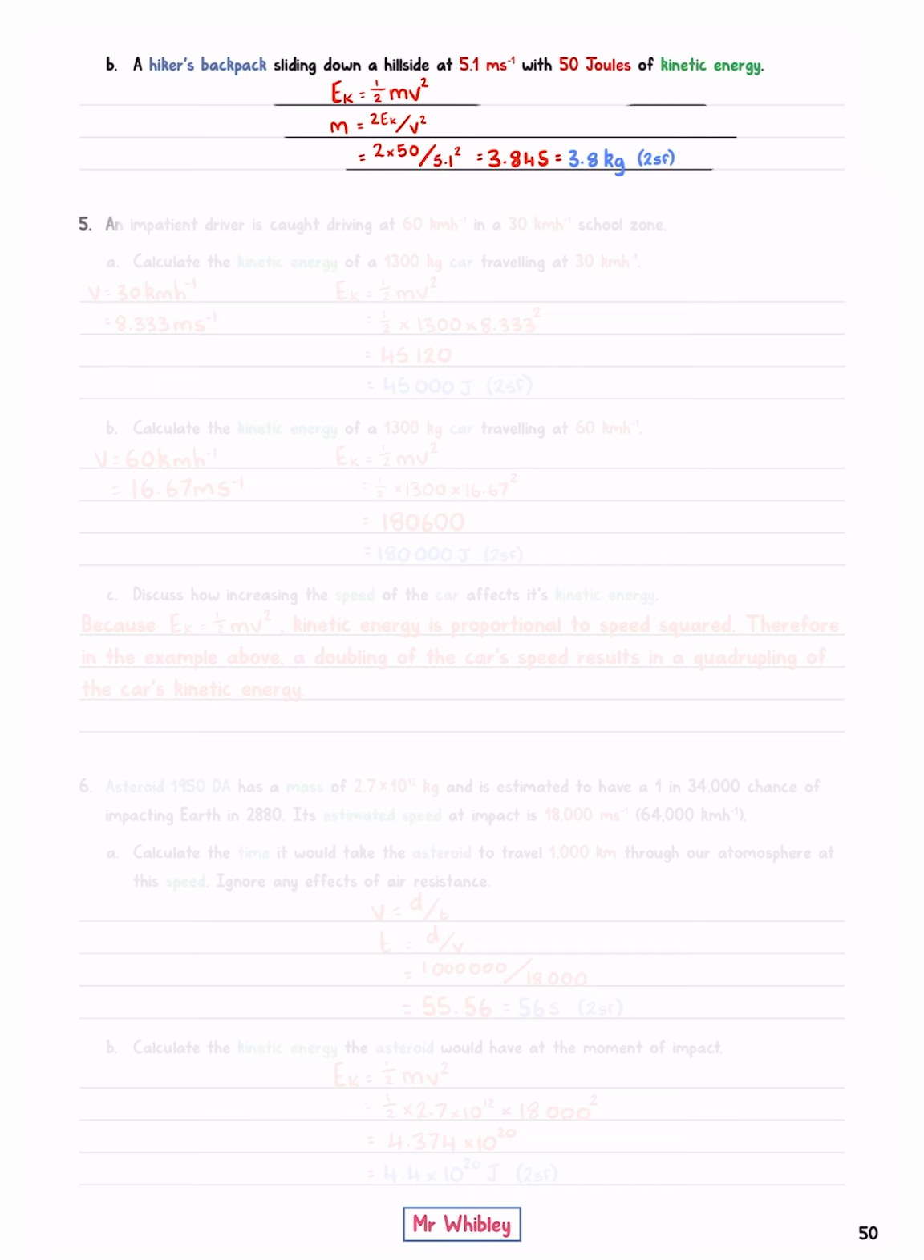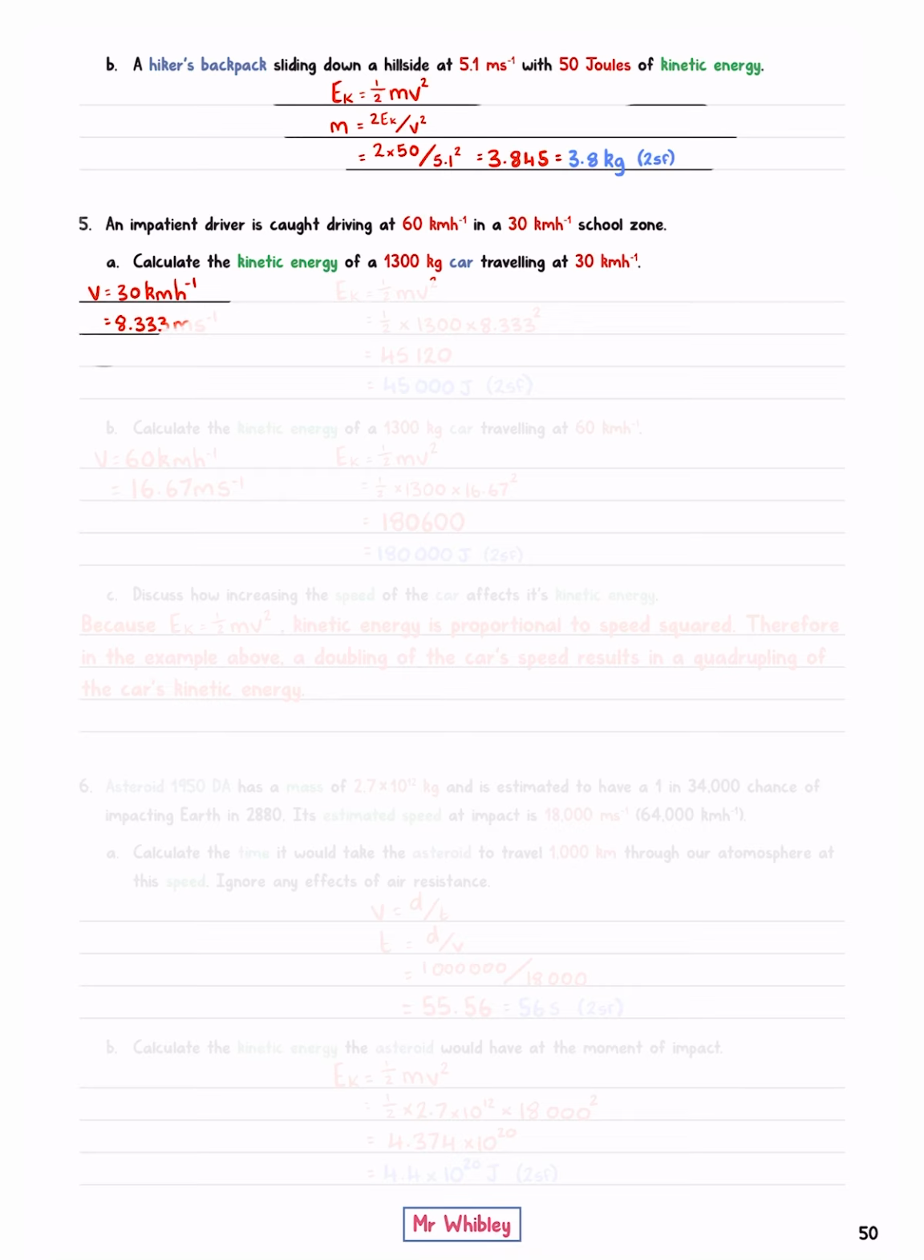Question 5. An impatient driver is caught driving at 60 kilometers per hour in a 30 km per hour school zone. Calculate the kinetic energy of a 1300 kilogram car traveling at 30 km per hour. To take our 30 km per hour and convert it into meters per second, we just divide by 3.6, which gives me 8.333 meters per second. And now taking our kinetic energy equation, putting our numbers in, gives me 45,120 or 45,000 joules to two significant figures.